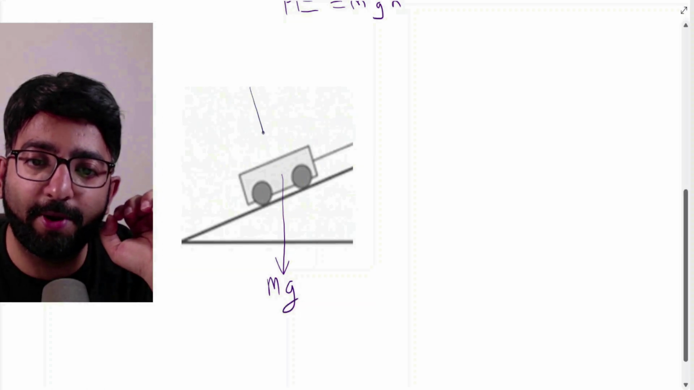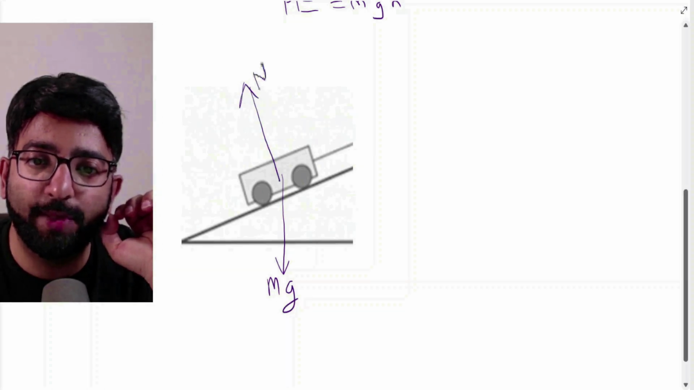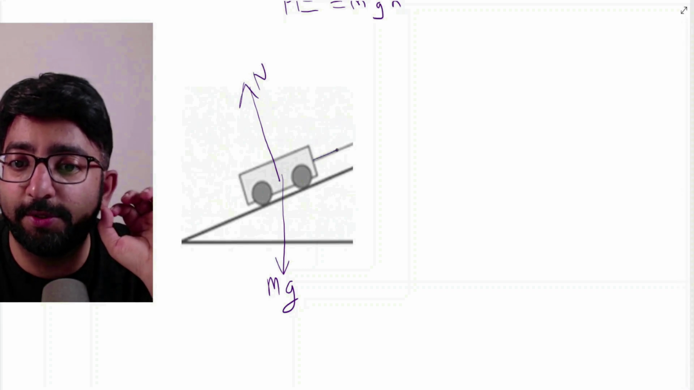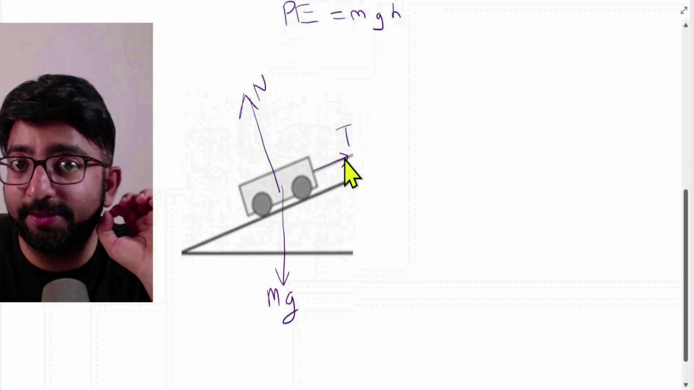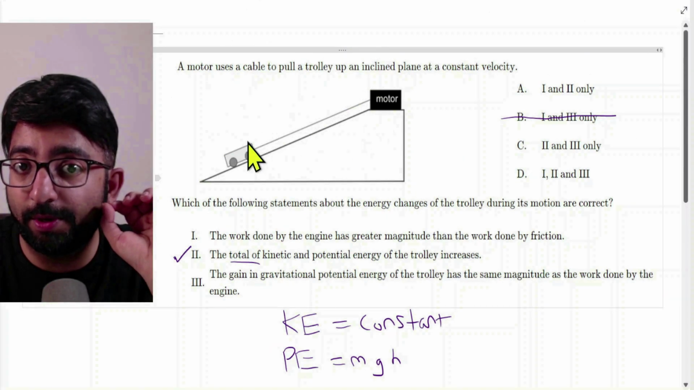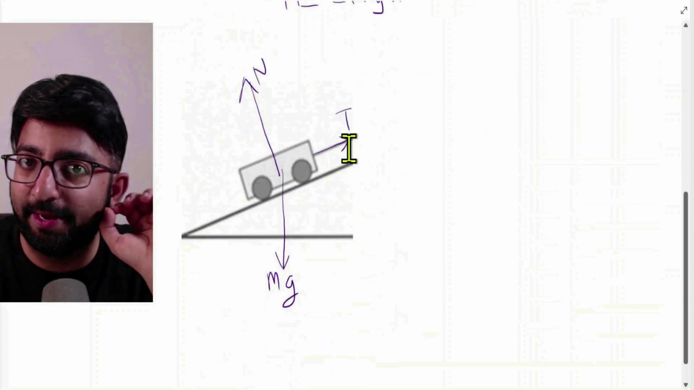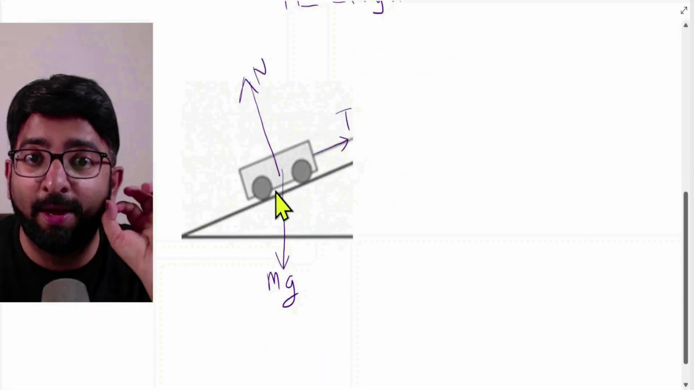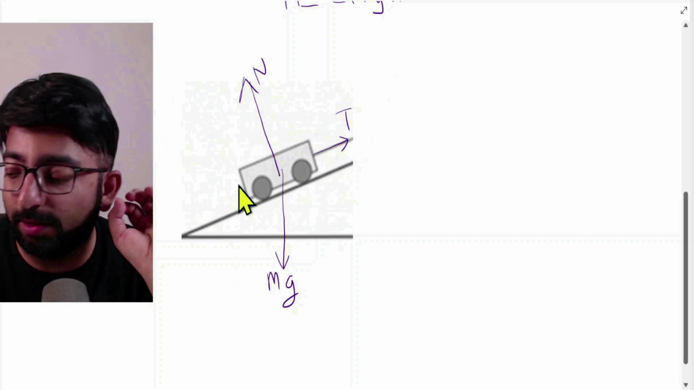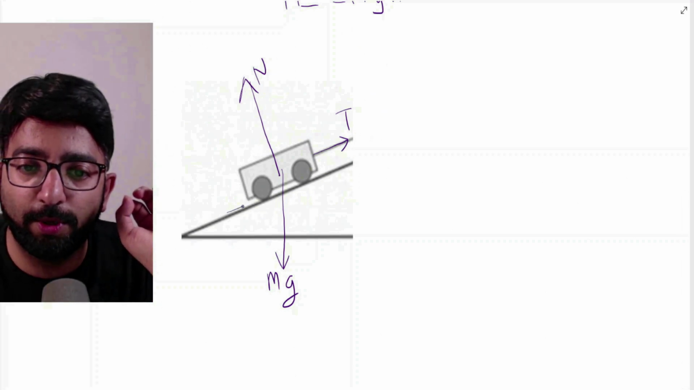Then we have the normal reaction going this way. Tension will act up the string. Now, this tension is the result of the motor. Since the motor is doing the pulling, we can say tension is nothing but the engine power. Apart from these forces, we have a downward frictional force, which will be acting down the plane like this.